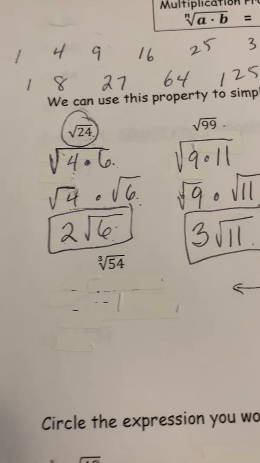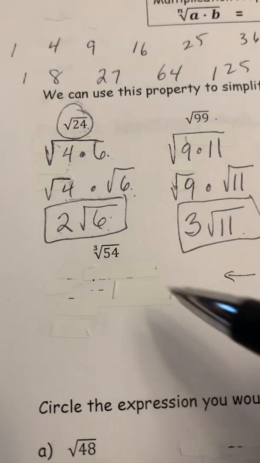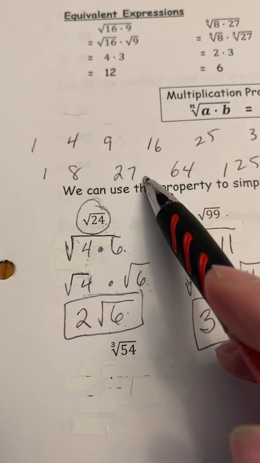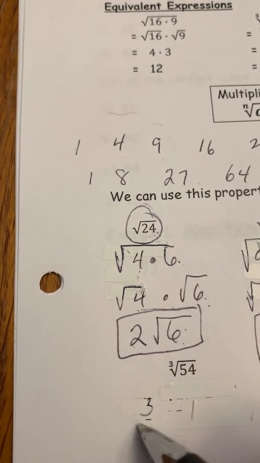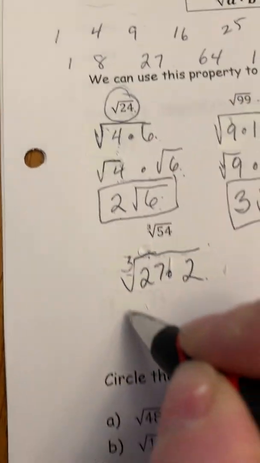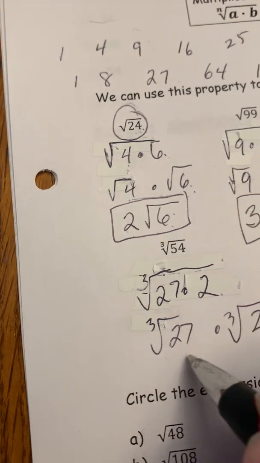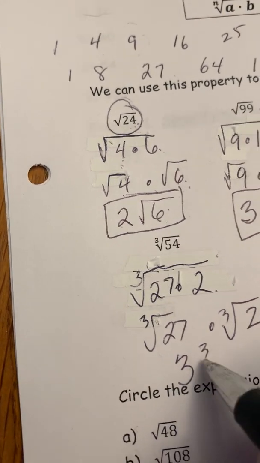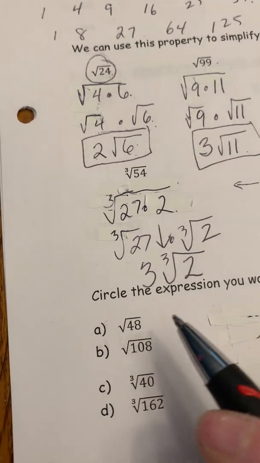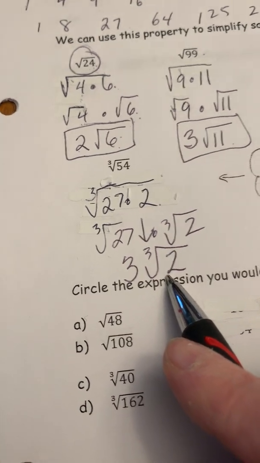Okay, so this is where it gets a little dicey for me, and that's why on the next page I'm going to show you a different way to do this. Cube root of 54. So what's the biggest cube that goes into 54? It happens to be 27. So we're going to get the cube root of 27 times the cube root of 2, and the cube root of 27 is 3. What's left over? Cube root of 2. And we have to remember to include that index. Otherwise, it reads 3 square root of 2, and that's not the same answer.